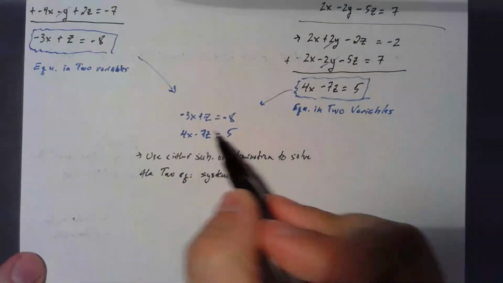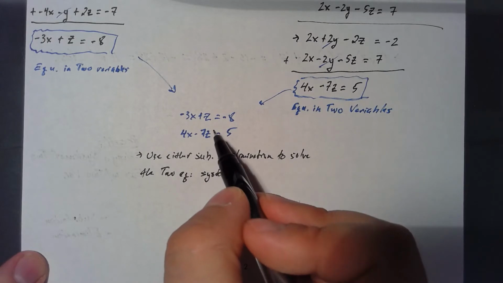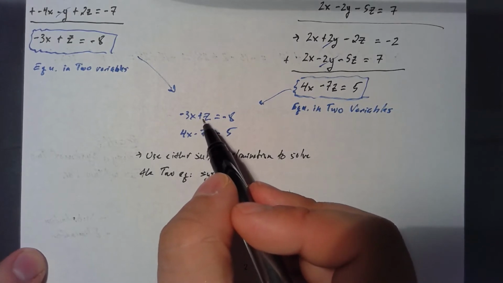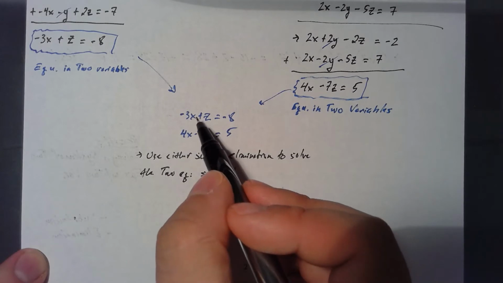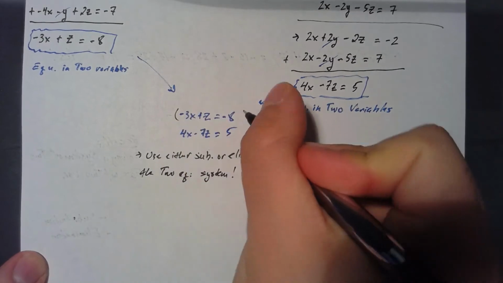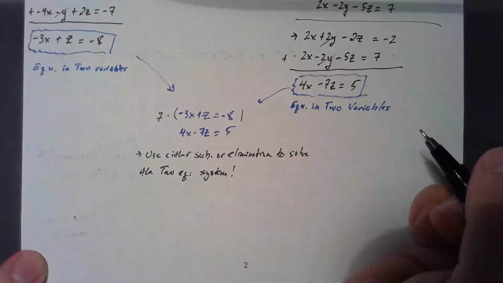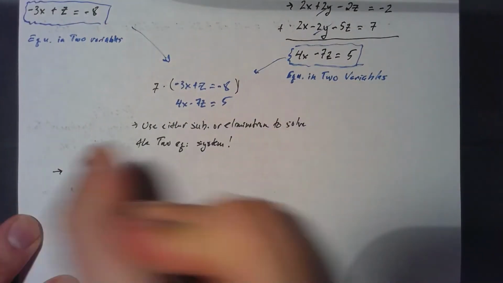So I'm going to get rid of z. So I'm going to multiply the first equation, because when I add these together, I have a negative 7 here. So I'm going to multiply this one by positive 7. Alright, so when I do that, let me go down here.